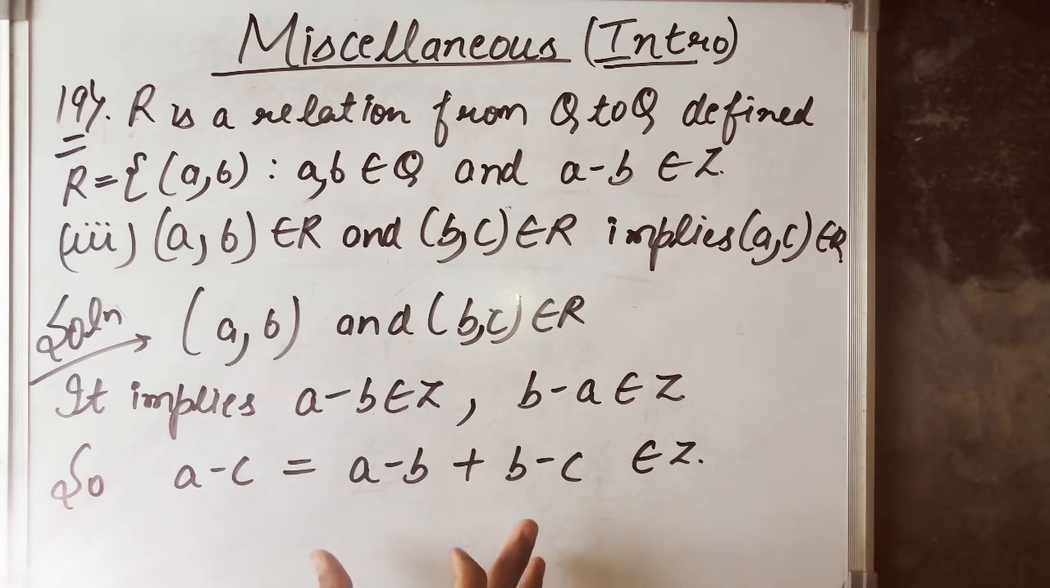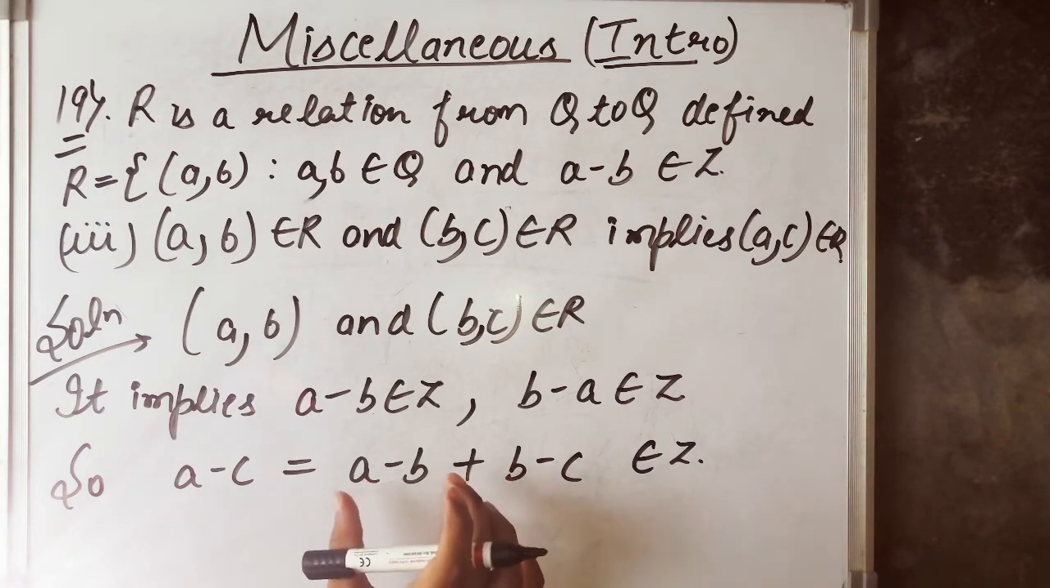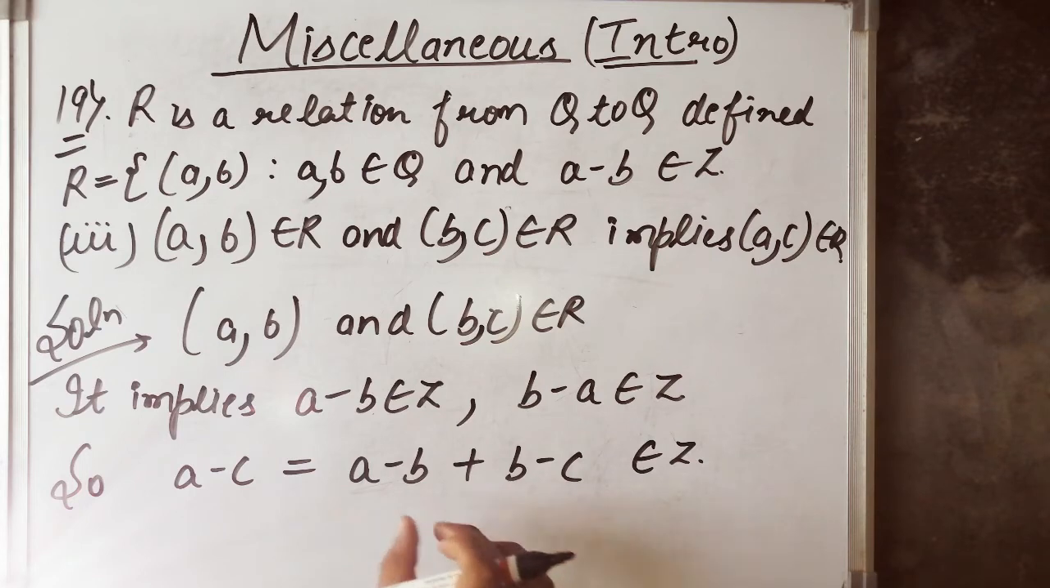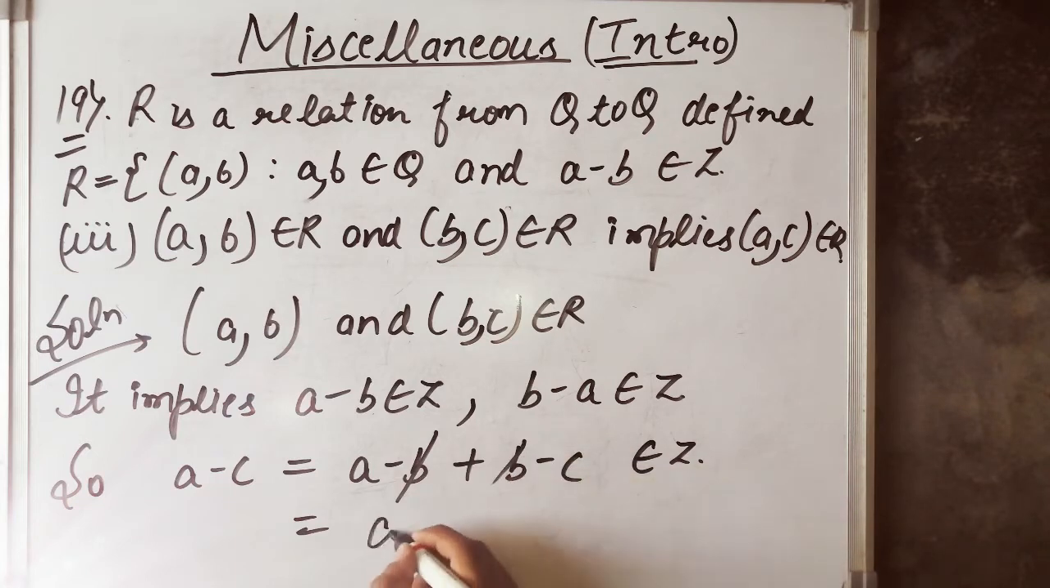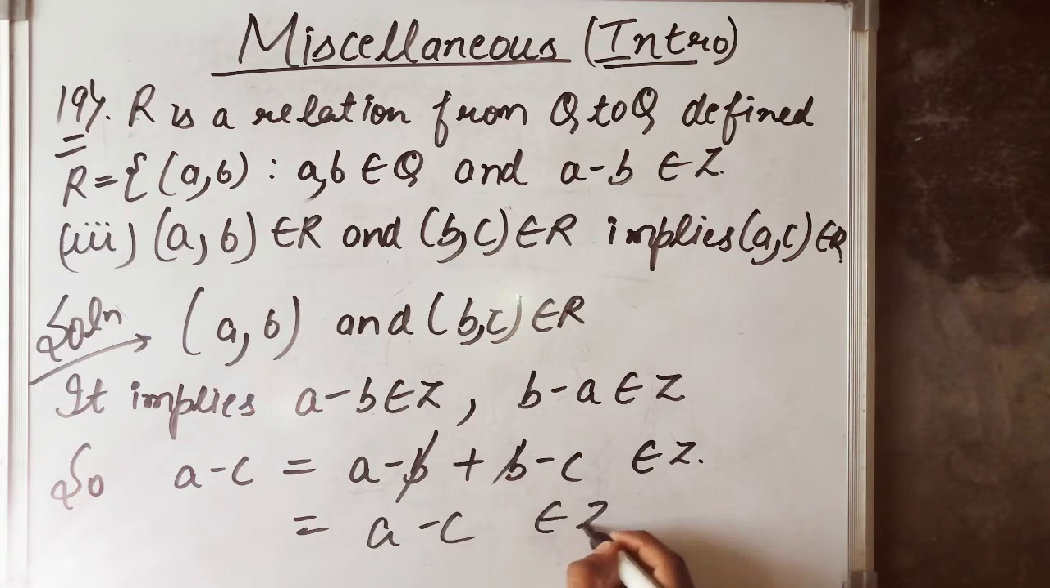What we did here, we simply added these two numbers, A minus B and B minus C. What we have here is A minus C belongs to integer. Simple. There is nothing long in this question. This is quite a tricky question, and this type of question doesn't come in your exams. Students, pause the video, note it down.